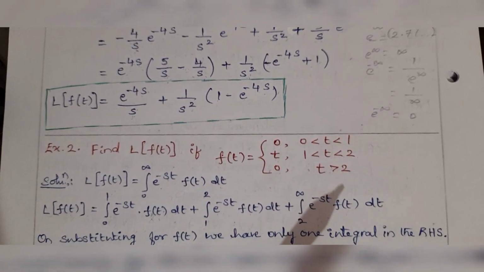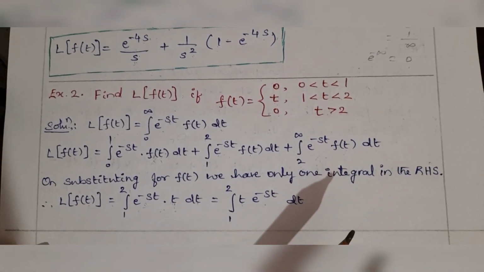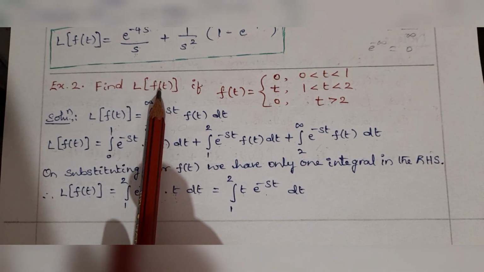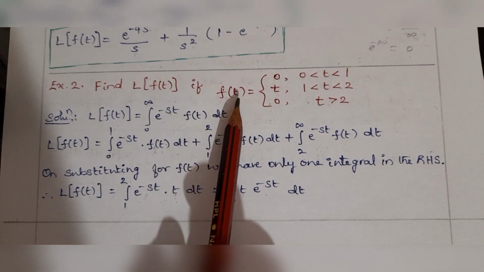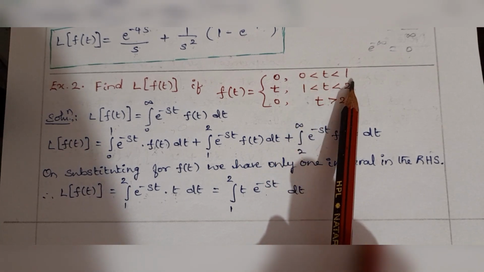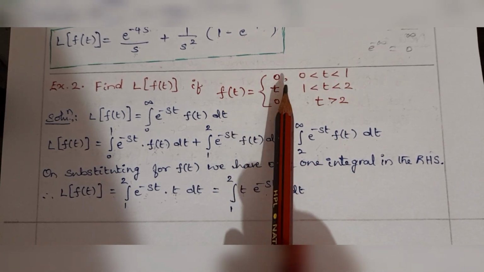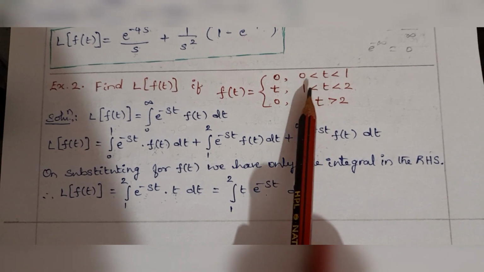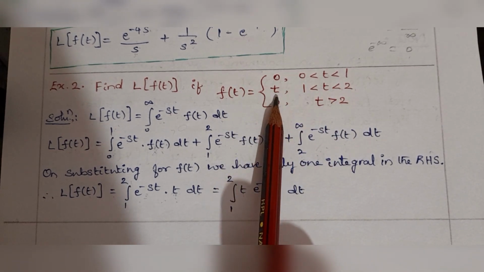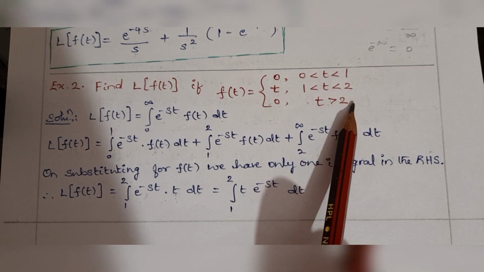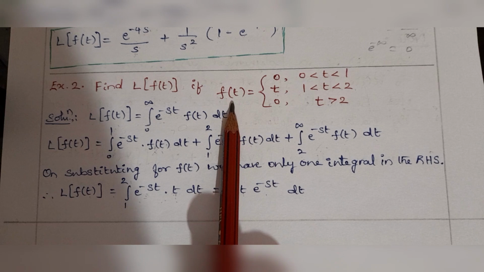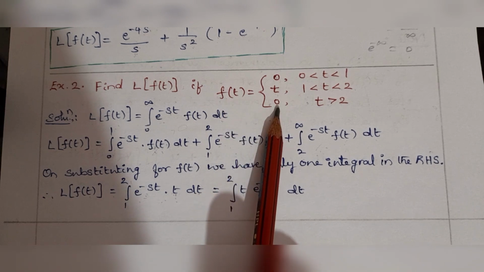Next, second problem. Find Laplace transform of f of t if f of t equal to, when t varies from 0 to 1, that time f of t value is 0. When t varies from 1 to 2, that time f of t value is t. When t is greater than 2, means 2 to infinity, the output f of t value is 0.